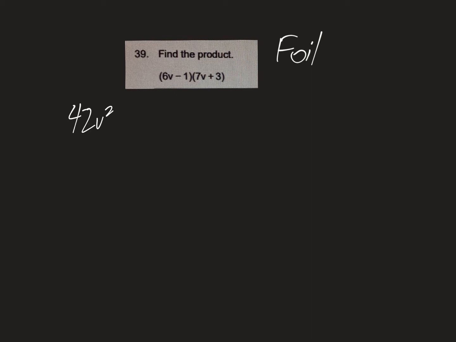We've got 6v times 3 being the outside terms, plus 18v. Negative 1 times 7, minus 7v. And then negative 1 times 3, minus 3. Of course, most of the time, not always, but in simple binomials, the middle two terms are the same, so we will combine them together. So here's what we've got.